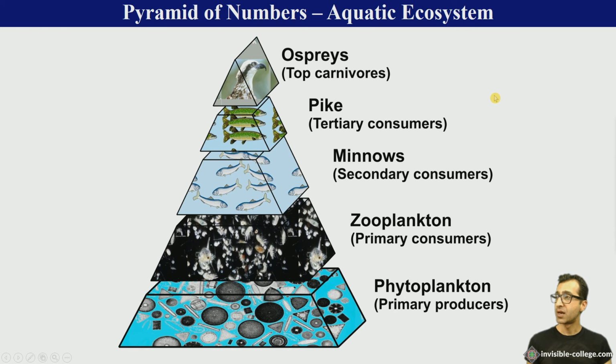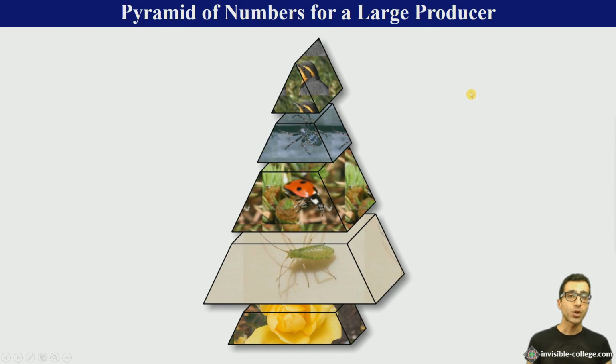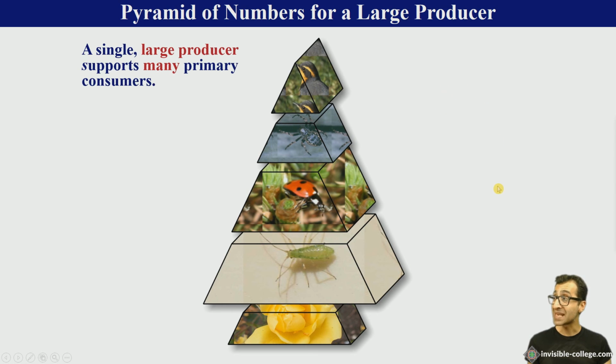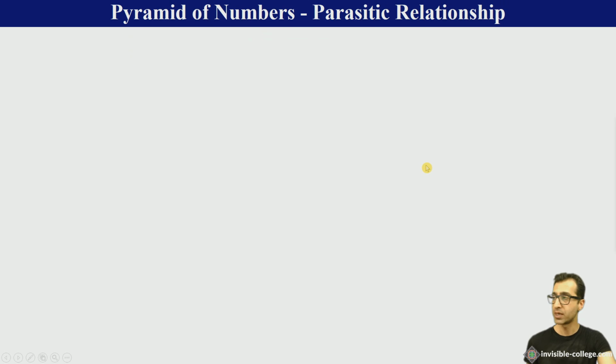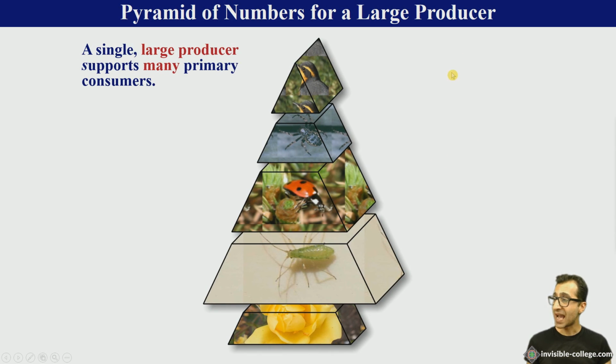So here's another aquatic ecosystem represented as a pyramid of numbers. Now, in terms of large producers, a single large producer can sometimes support many primary consumers. So for example, let me just go back one here. You can have, for example, one plant which feeds a very large number of very small primary consumers. And so in terms of a pyramid of numbers, this would be rather unusual, but it can happen.